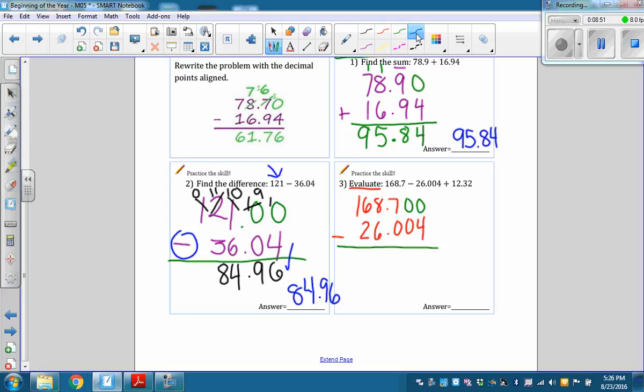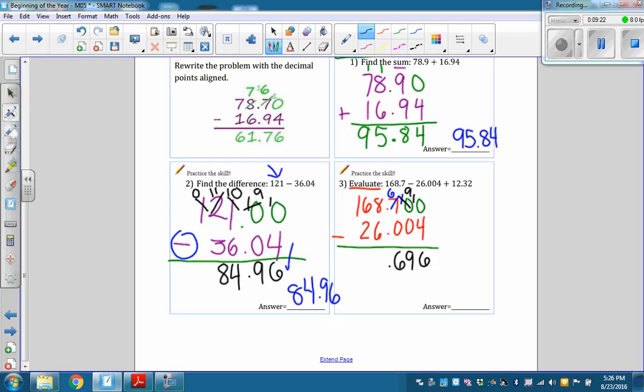and I have to borrow. Because I can't take 4 from 0, I have to go over to the 7 and make it a 6 and make that a 10. Now I have to change that 10 to a 9 and make this a 10. Now I can do 10 take away 4, which is 6. 9 take away 0 is 9. 6 take away 0 is 6. Bring down the decimal and continue.